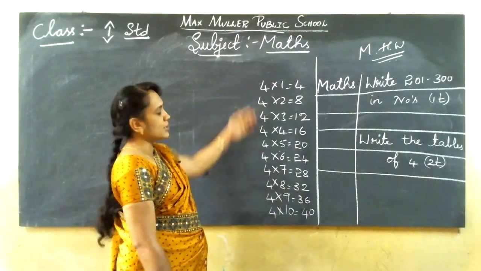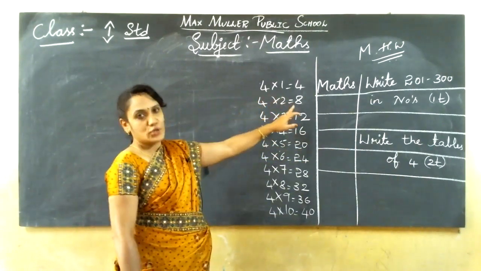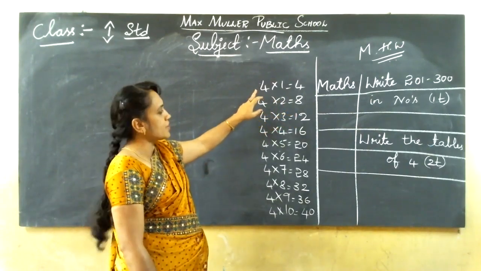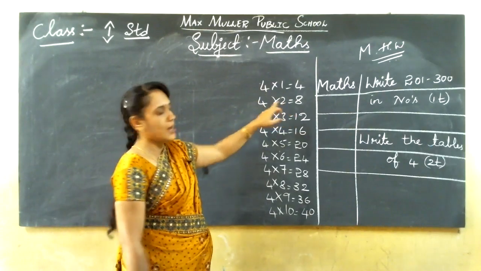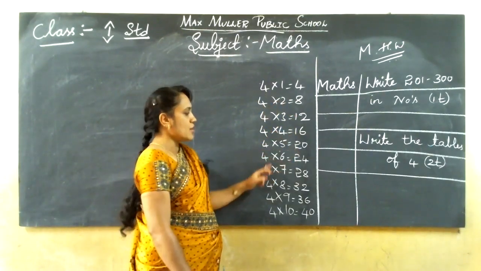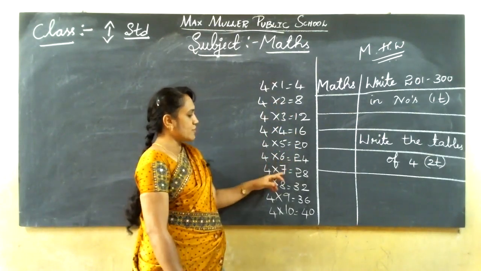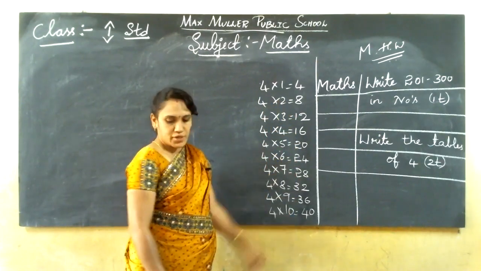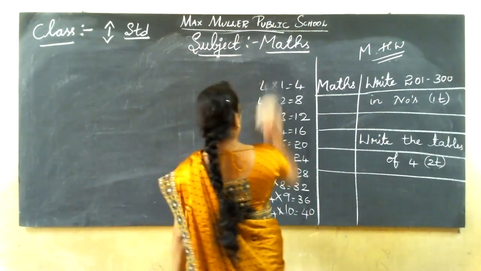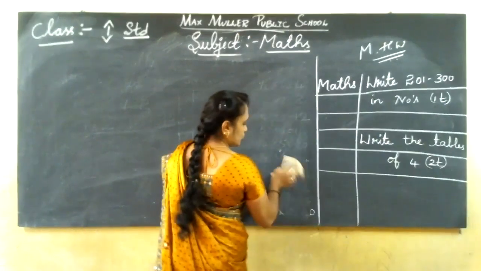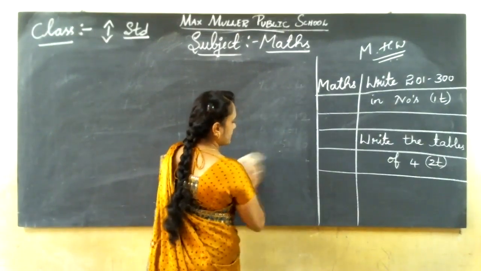Once again, shall I tell and give? 4 ones are 4. You say and write. When you are writing in your homework book, say and write. 4 ones are 4, 4 twos are 8, 4 threes are 12, 4 fours are 16, 4 fives are 20, 4 sixes are 24, 4 sevens are 28, 4 eights are 32, 4 nines are 36, 4 tens are 40. Understand? The homework is there, these tables, that's why I wrote it. Shown you once.